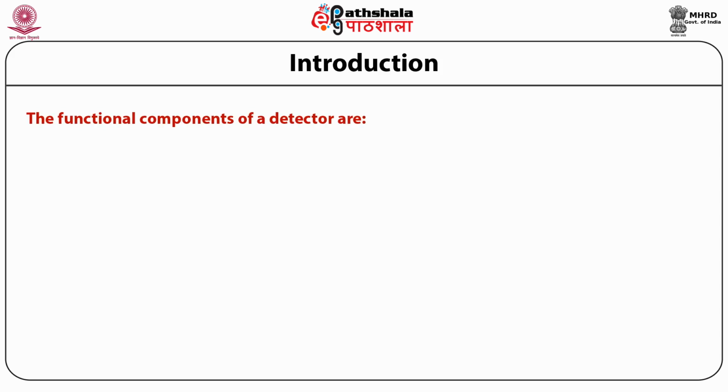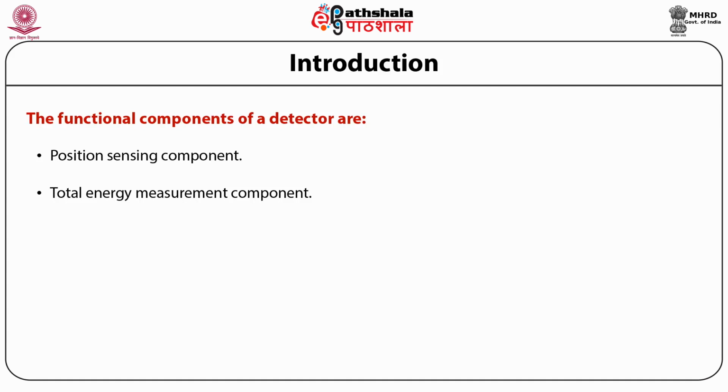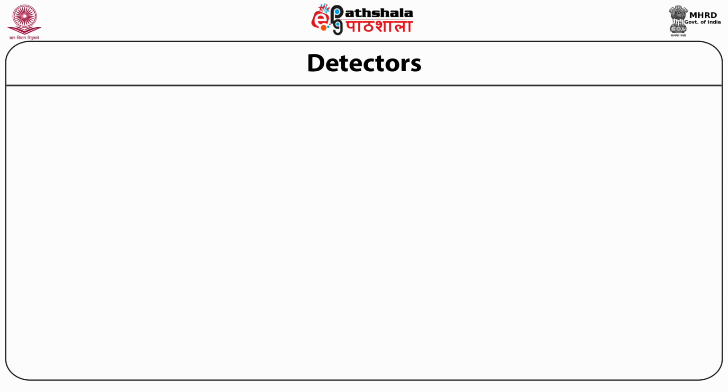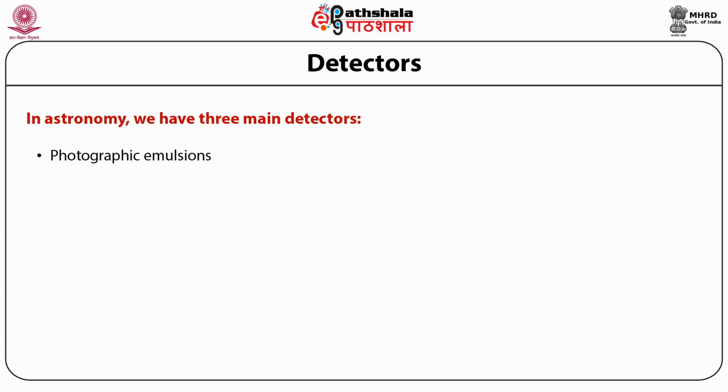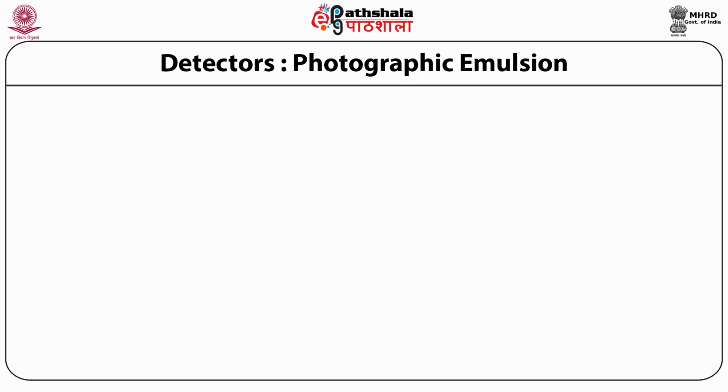The functional components of a detector are a position sensing component, a total energy measurement component, a timing component, and a particle identification component. When we talk about detectors, detectors in astronomy are basically of three types. The main ones are the photographic emulsions, the photomultiplier tubes, and the charge coupled devices, abbreviated as CCDs. Let's talk about the photographic emulsion.